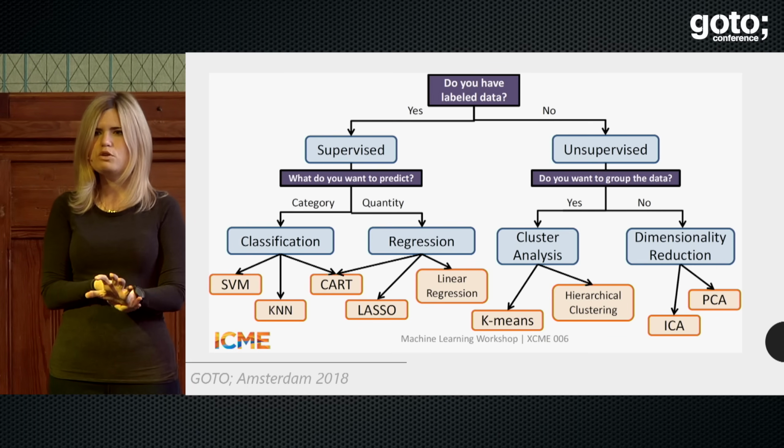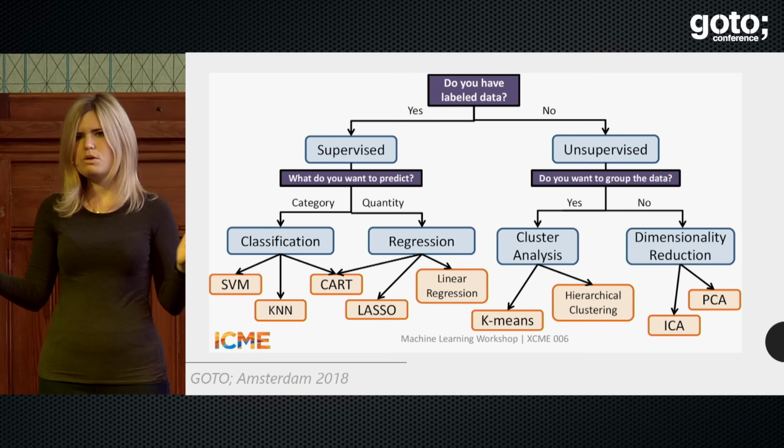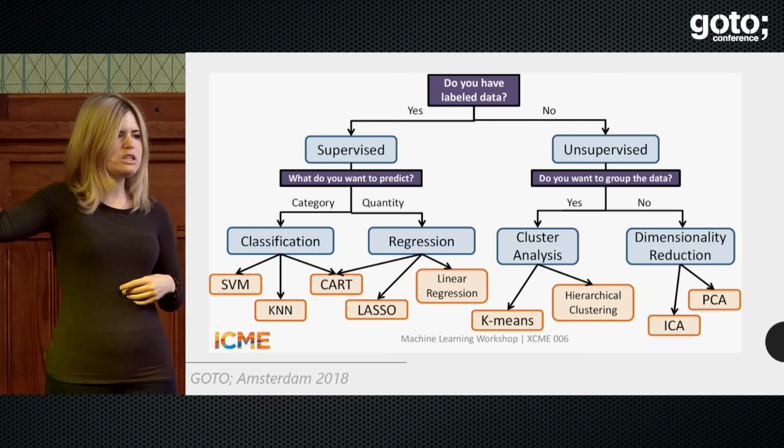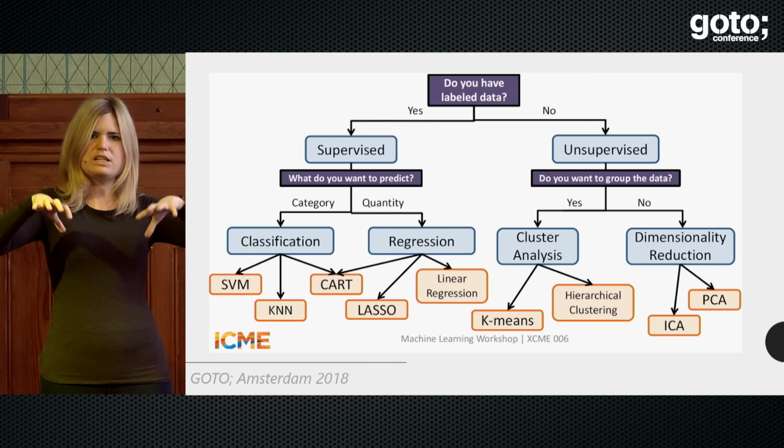And this is a very simplistic overview of what machine learning looks like as an ecosystem. If you go on scikit-learn's website, you'll probably see something a little bit like this. And machine learning is divided into two real classes.